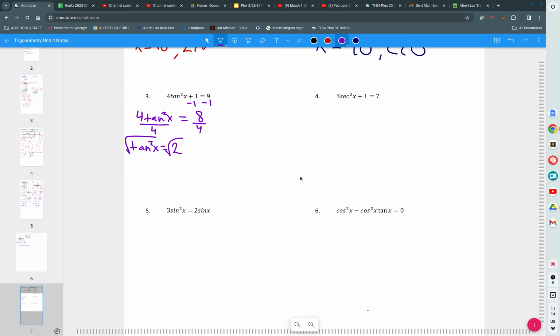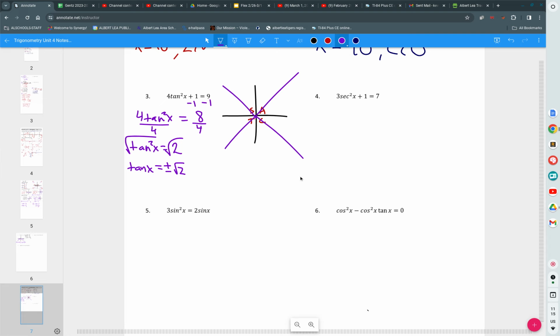Yep. Square root, tangent of x is equal to positive or negative root of 2. Now let's think about this, folks. We've got positive and negative. When is tangent positive? Which quadrants is tangent positive in? Remember from the other day? Ooh, we got to review this. All students take calculus. That tells me the positive quadrants. Tangent is positive in the first and the third. Good job. So therefore, it's negative in the second and fourth. We're not just going to have 2 solutions. We're going to have 4 solutions.